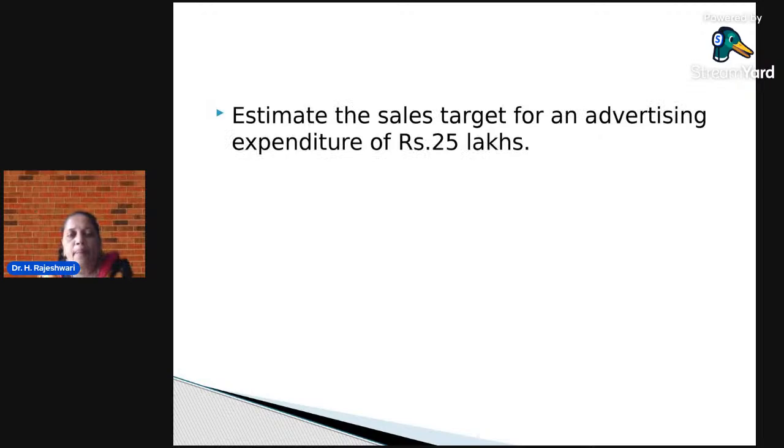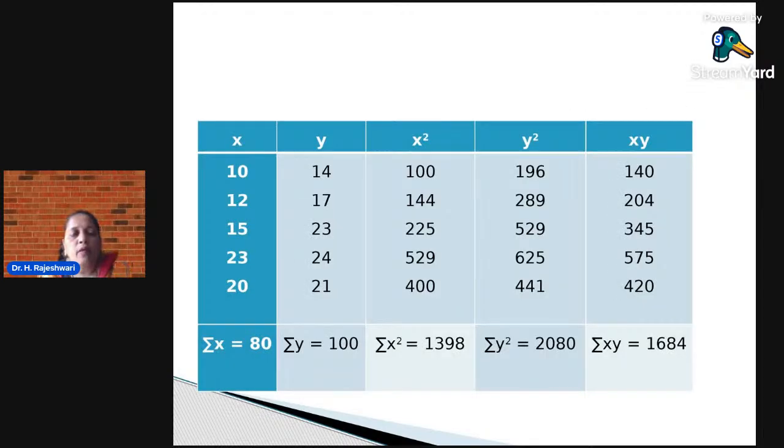Okay, now this is the table. Take x values, take y values, find out sigma x, find out sigma y, find out sigma x square. That means this x value you have to multiply with itself to get the x square value, sigma x square, sigma y square.